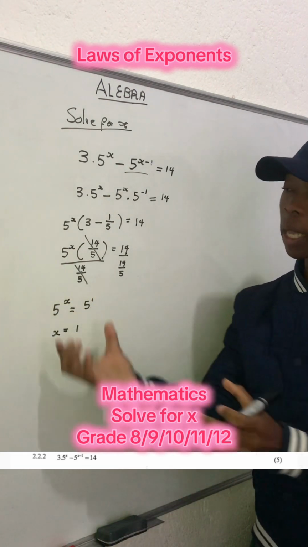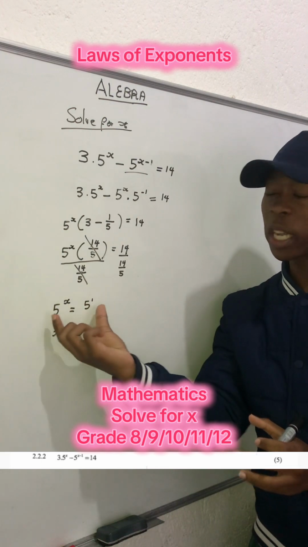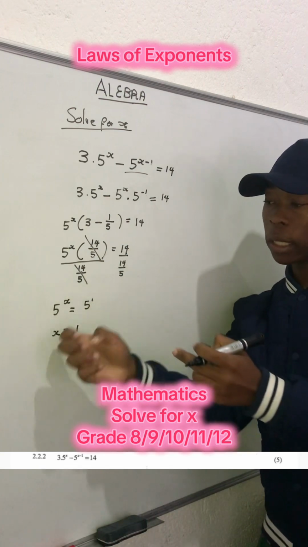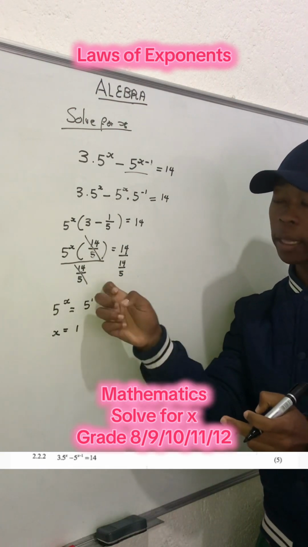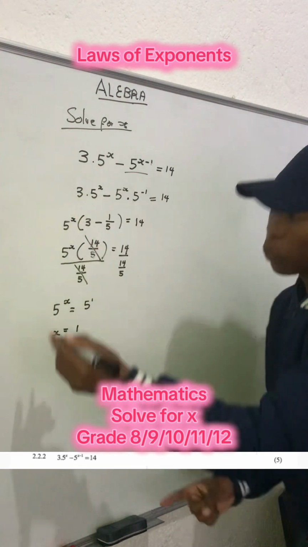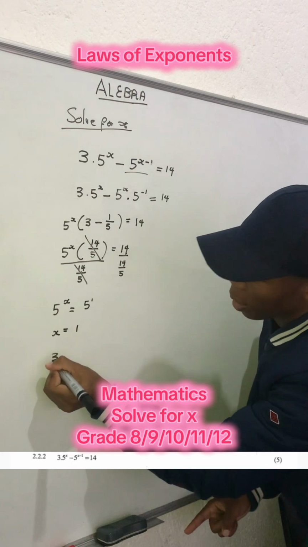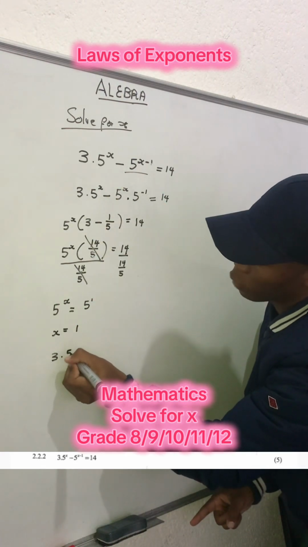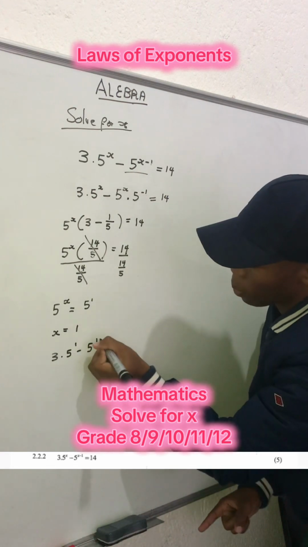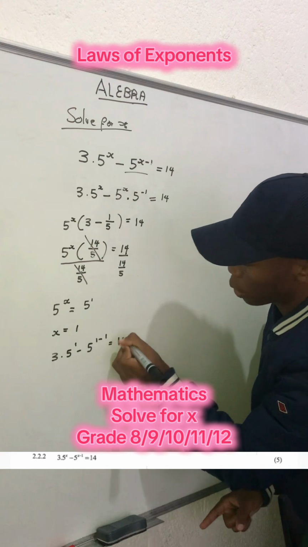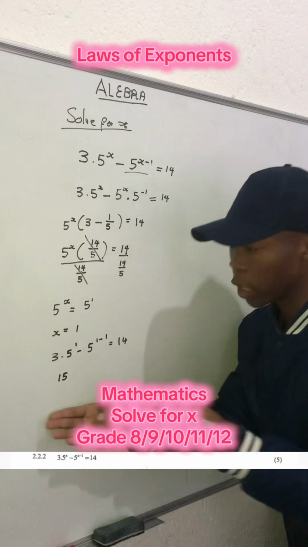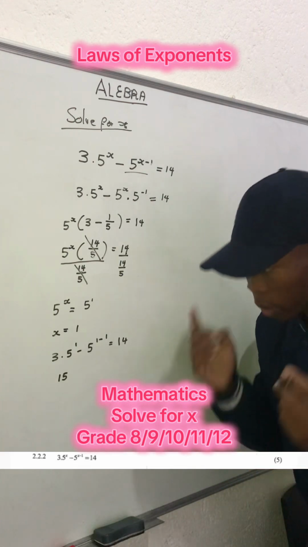Very important to understand this step. When you have the same bases like this, you can drop the bases and equate the exponents. I said x is equal to 1 because this side the exponent is x, and this side the exponent is 1. You can prove this on your calculator now. Let's put it there. 3 multiplied by 5 to the power 1, now, negative 5 to the power 1 minus 1 is equal to 14. Now, we know that 3 multiplied by 5 to the power 1 is 15.